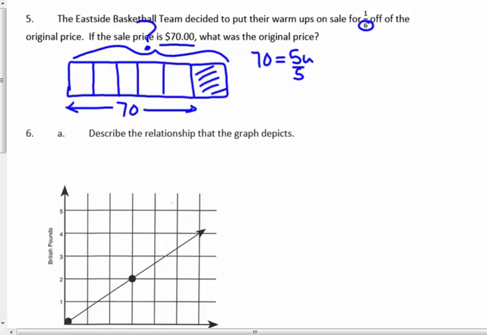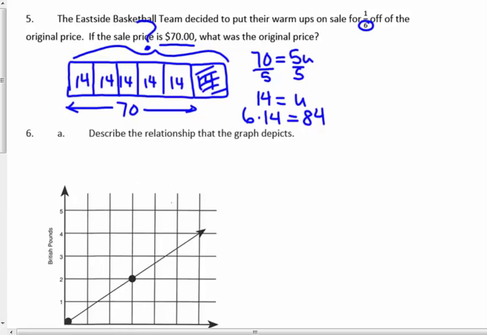So if I divide by 5, I get each one is worth 14. So this is 14, this is 14, this is 14, this is 14. They are all worth 14, even the one that I already marked off. So to begin with, I had 6 of them. Well, what's 6 times 14? 84. The original price was more expensive before you took the 6th off.